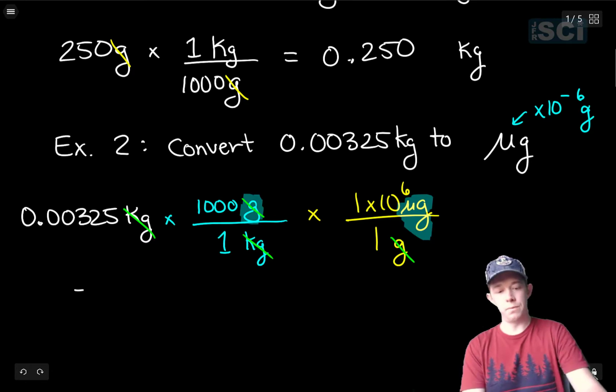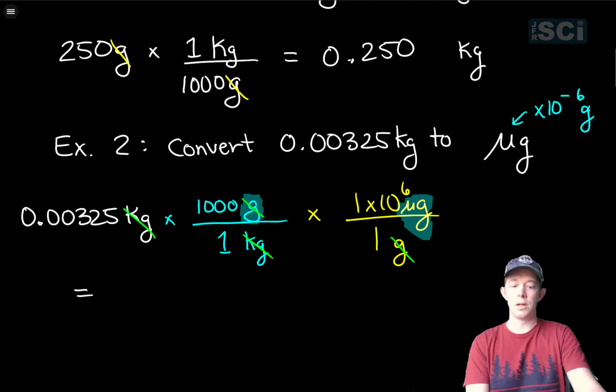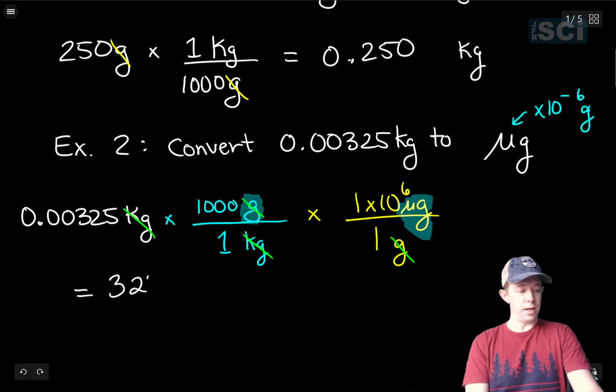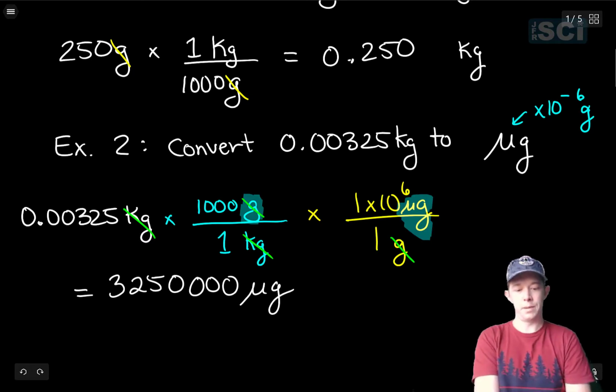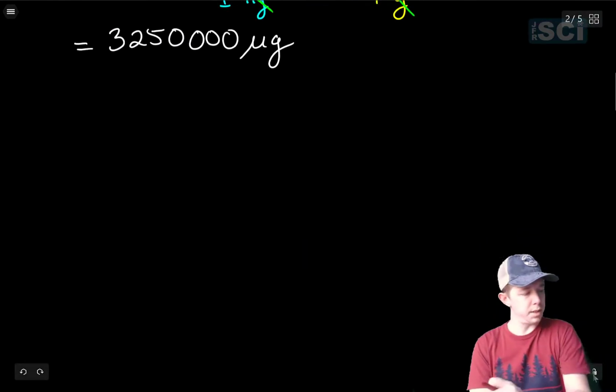Okay, so we're going to convert all this. If I multiply 0.00325, multiply by 1,000, multiply by 1 times 10 to the 6, I get 3,250,000 micrograms.